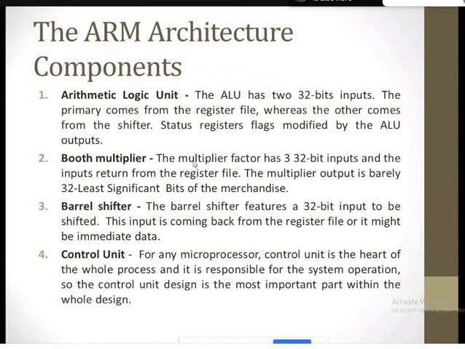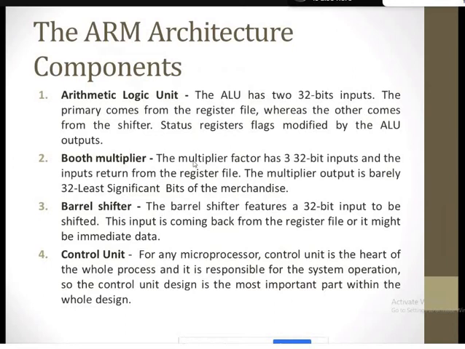The ARM architecture components. First is the ALU. It has two 32-bit inputs. The primary comes from the register file, whereas the other comes from the shifter. Status register flags are modified by the ALU outputs.